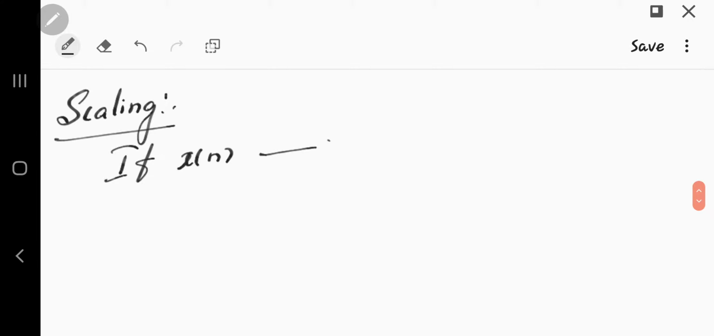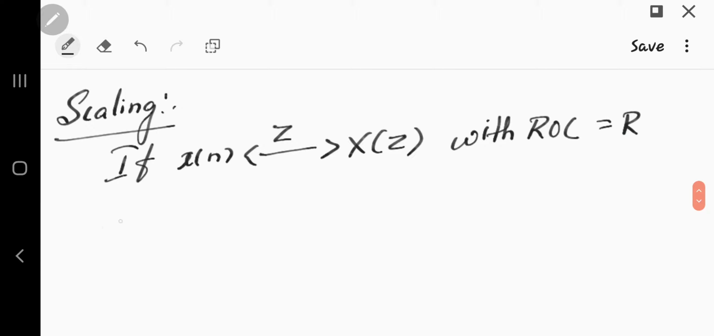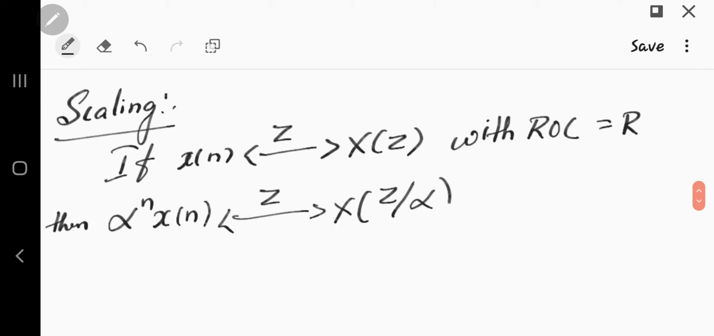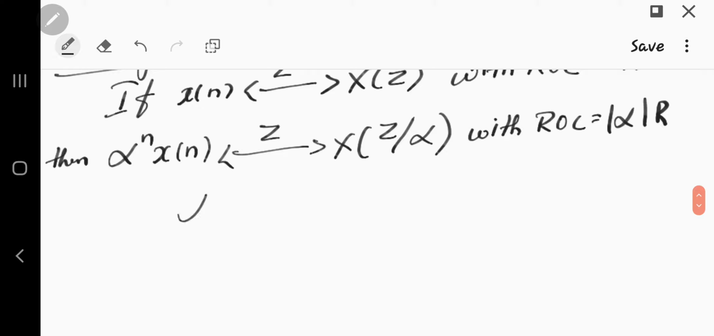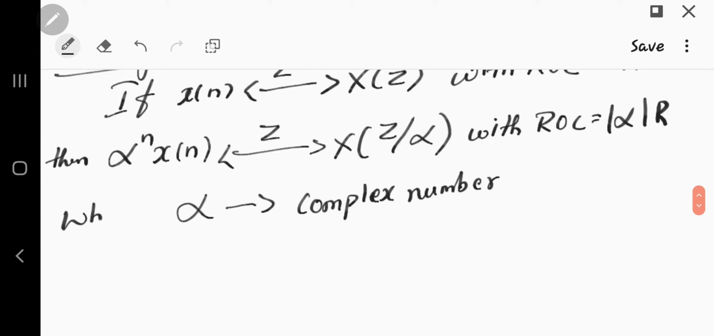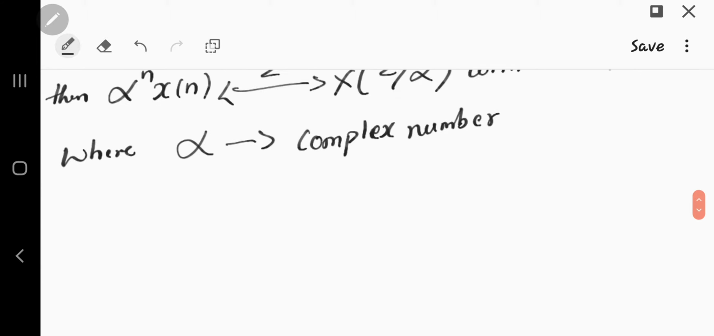If x of n gives X of z with ROC as R, then alpha to the power n into x of n will give us X of z by alpha with ROC alpha R. Here this alpha is a complex number.